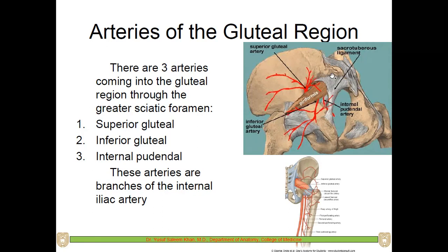This is the gluteal region where we have three important arteries which are supplying the gluteal region, coming through the greater sciatic foramen. Here there is the greater sciatic foramen through which the sciatic nerve will come. Okay, so what are these arteries in the gluteal region? One is called the superior gluteal artery. Then we have the inferior gluteal artery here. Then we have the internal pudendal artery. Superior gluteal artery, inferior gluteal artery, and the internal pudendal artery.